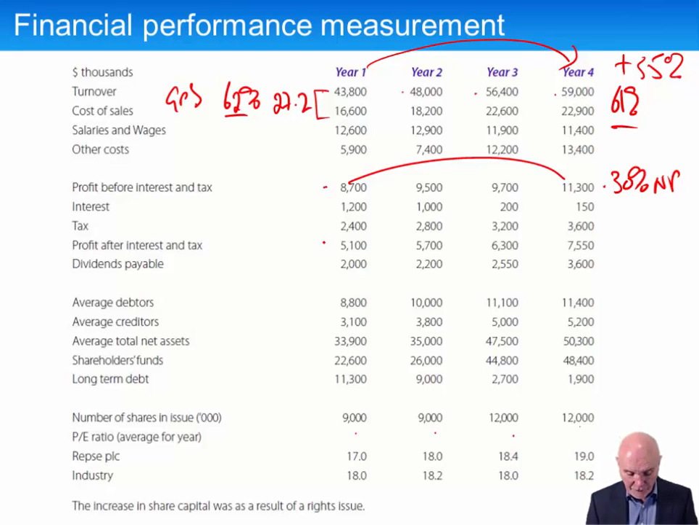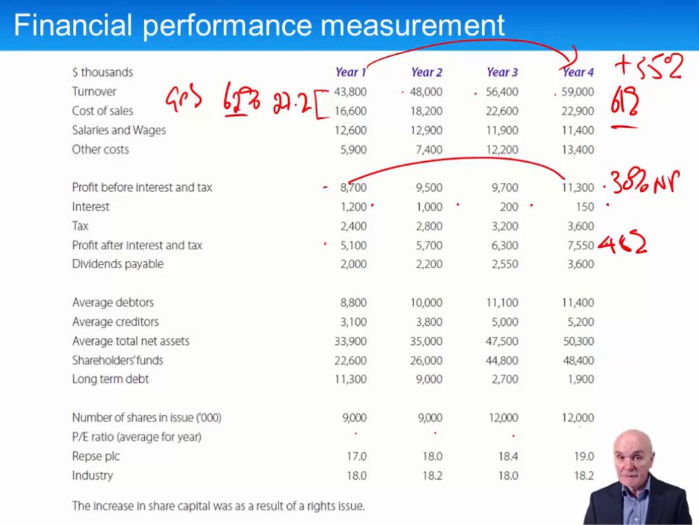If we look at the profit after interest and tax, 5.1 up to 7.55, so 7.55 minus 5.1 divided by 5.1, it's a 48% increase. And the main reason for that very large increase is, of course, that the interest has fallen away. We have issued shares, and presumably this has taken the place of refinancing some loan capital, and it's very good indeed to see that the profit after interest and tax has increased massively.